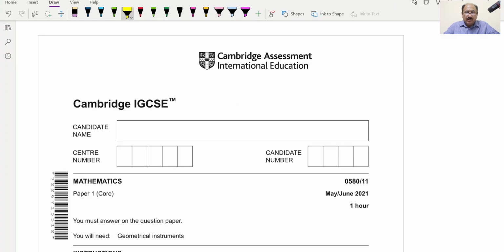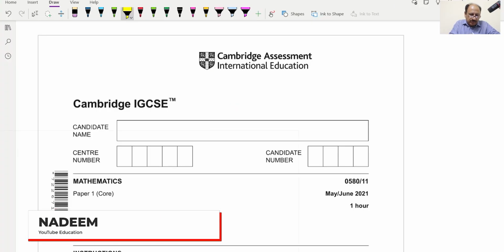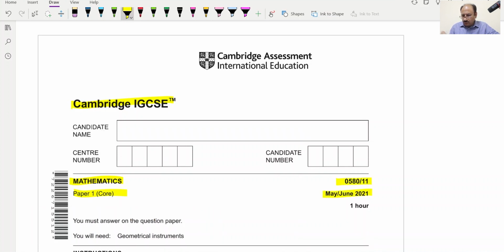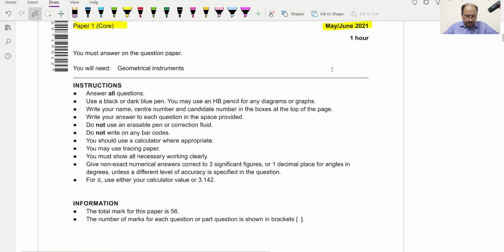Hello everyone. Today we'll be going through Cambridge IGCSE Mathematics Paper 1 Core 0580/11 May/June 2021. Let us move to the question.